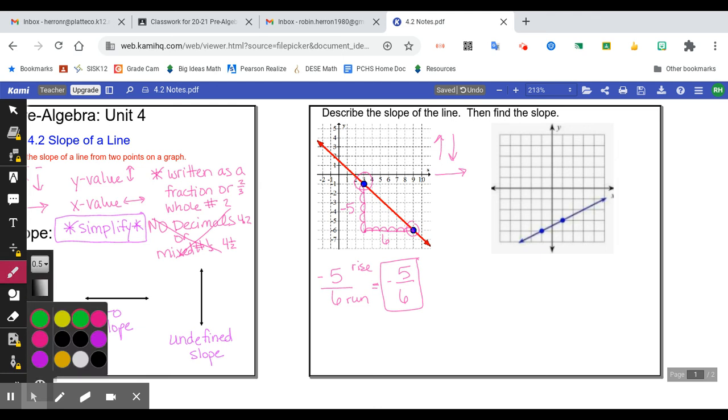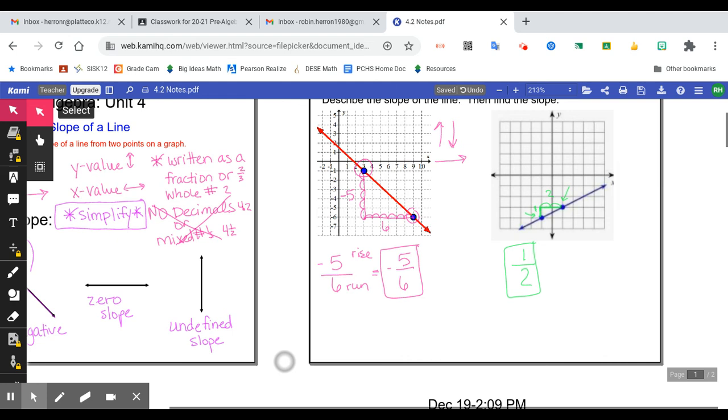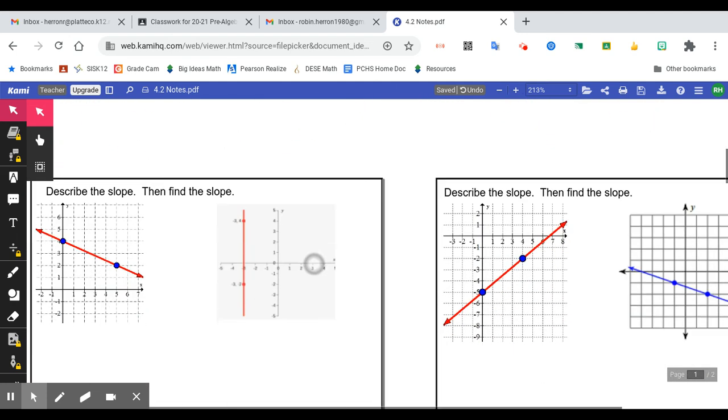Okay, let's go to the next one. This one starts on the left-hand side at this point right here, and we're going to go till we get to this point. So I have to go up and to the right. Up is positive. I went up 1, and I went right 1, 2. So rise over run would mean up 1 over 2. Again, I can't simplify this, so there's my slope: 1/2, 1 over 2.